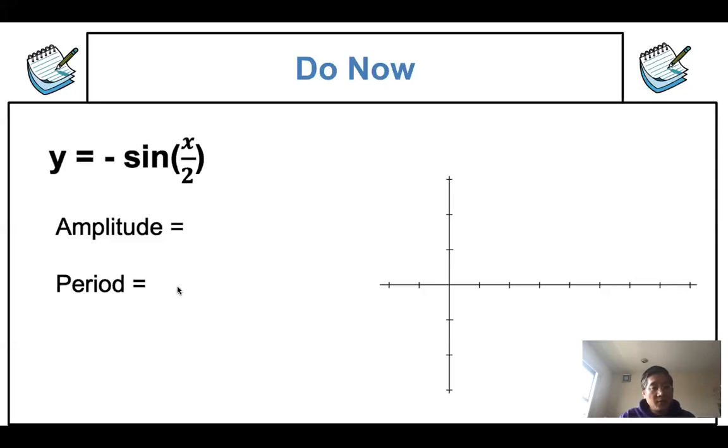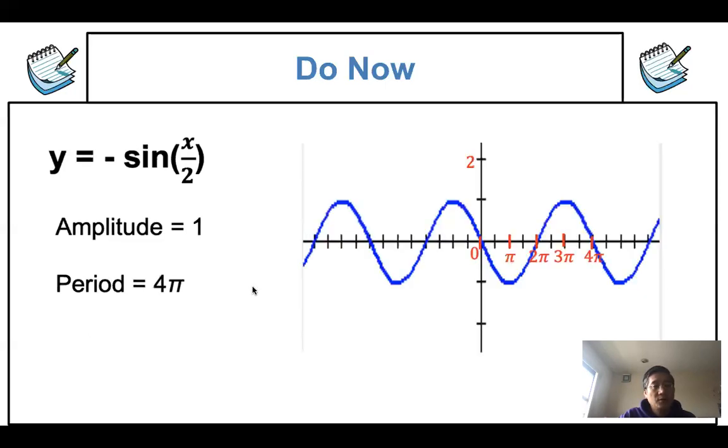2 pi is the same as what? 360 degrees. So 2 pi is in radians. 2 pi divided by 1 over 2. When you divide by a fraction, what do you do? You multiply by the reciprocal of the fraction, which is, the reciprocal of one half is 2, right? So 2 pi times 2 is 4 pi. So you will have it like this. So you know how to put it into the calculator.